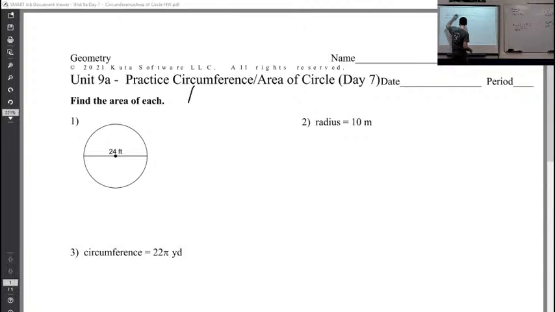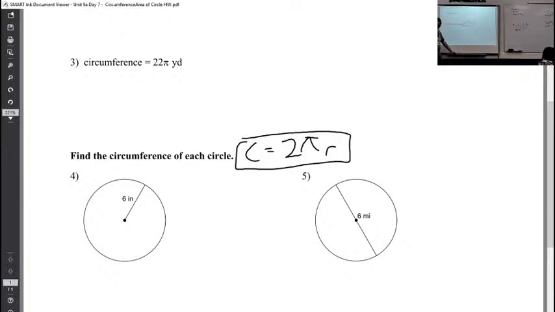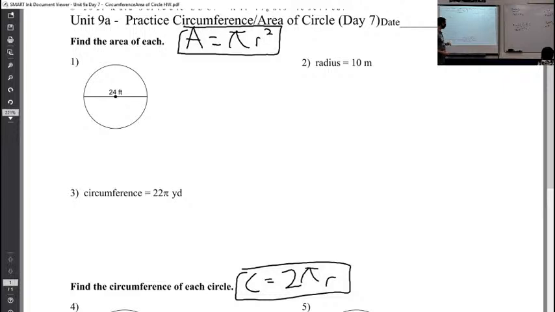Area for a circle is pi times the radius squared. That's your formula for area of a circle. The formula for circumference of a circle is 2 pi times the radius. Those are the two formulas you're going to need. Pi r squared for area, 2 pi times the radius for circumference.